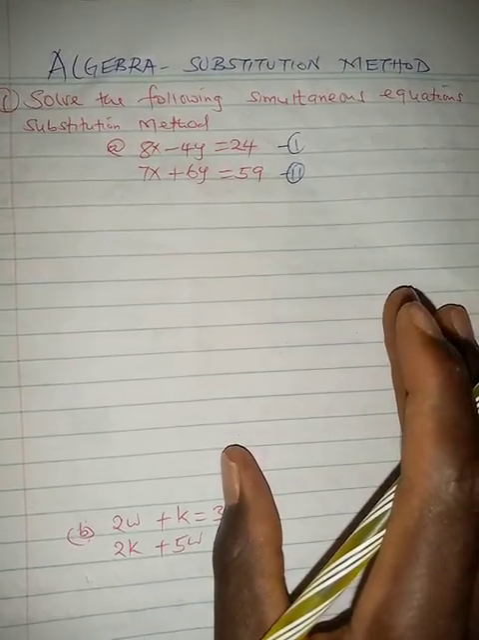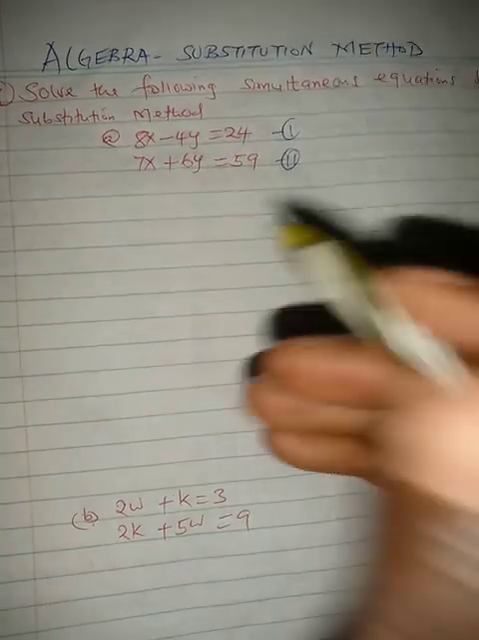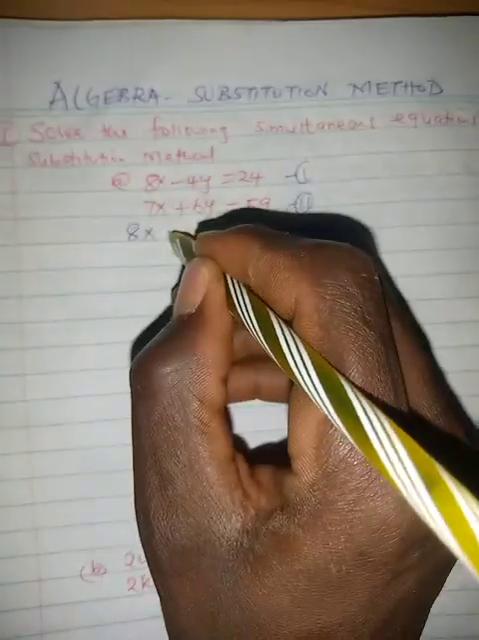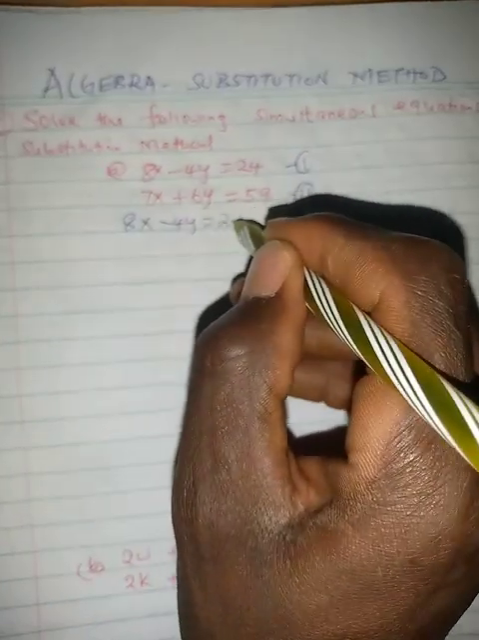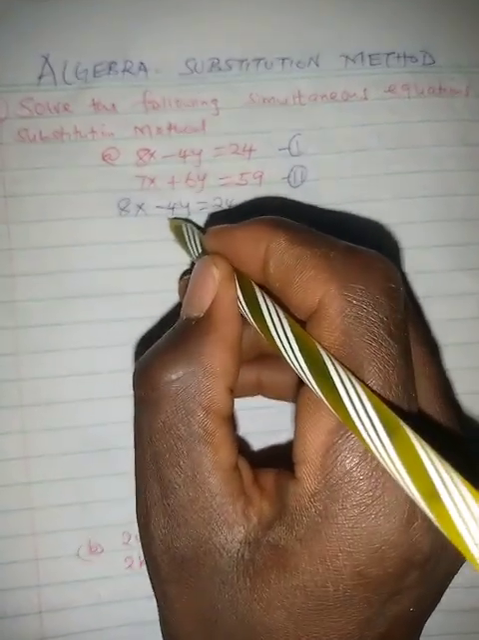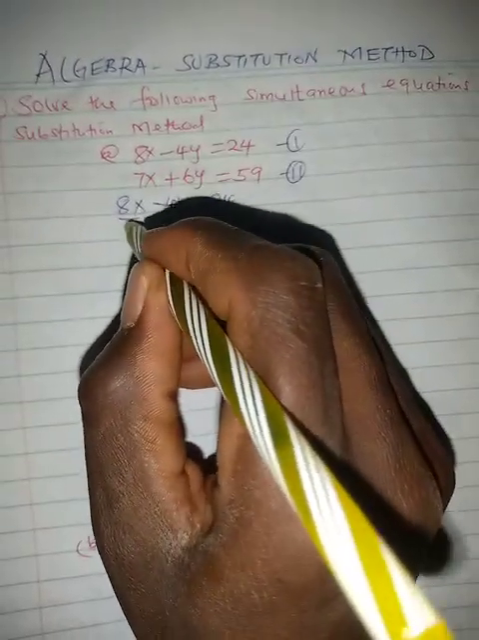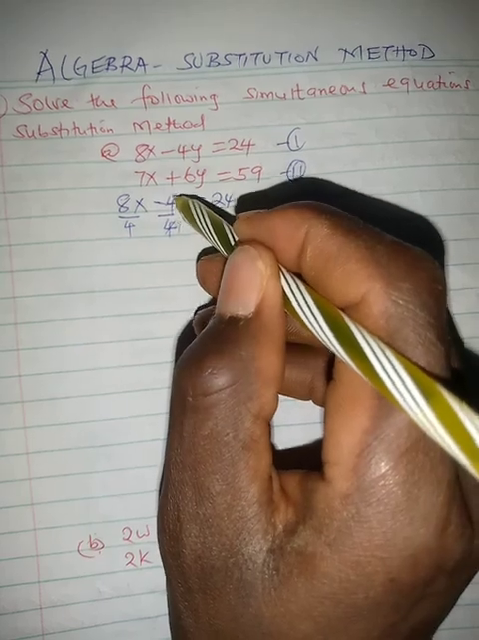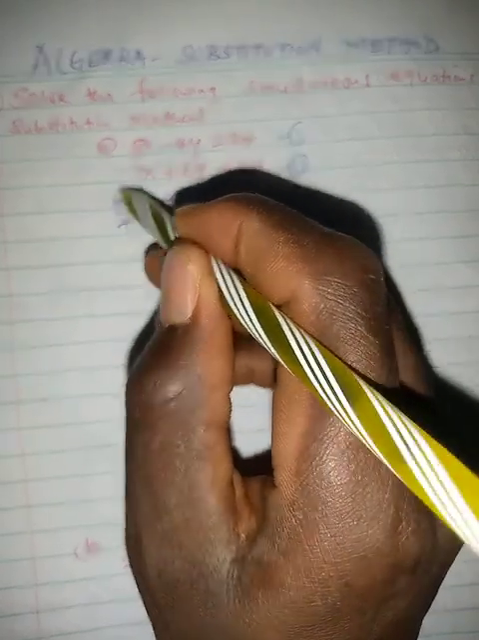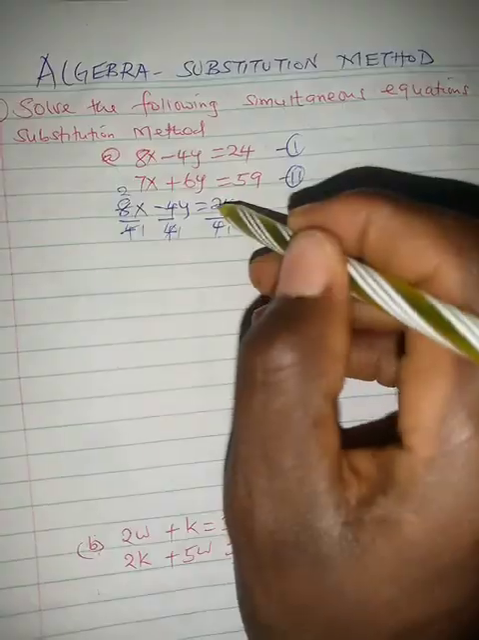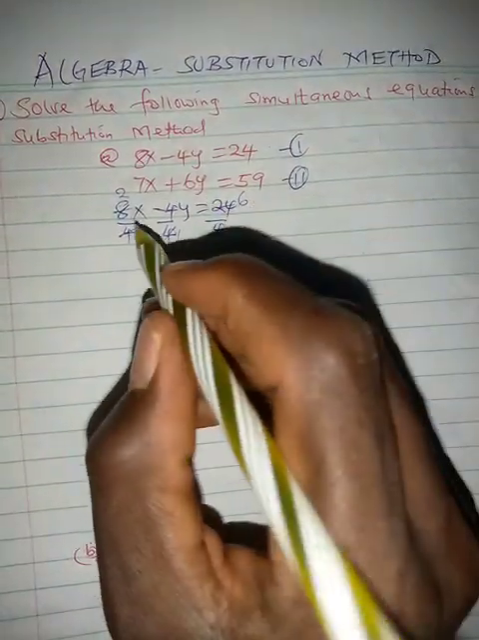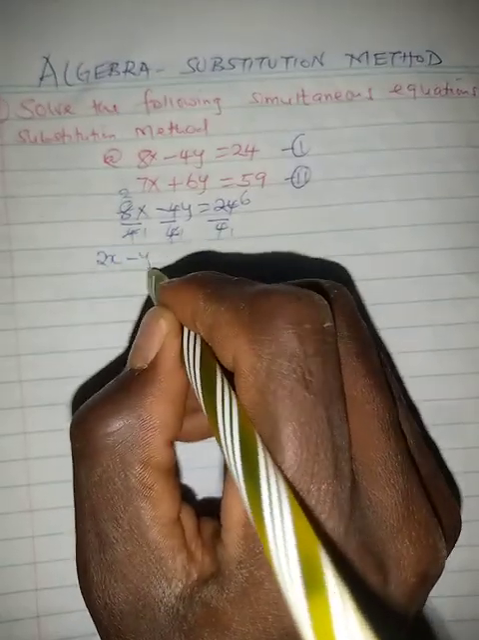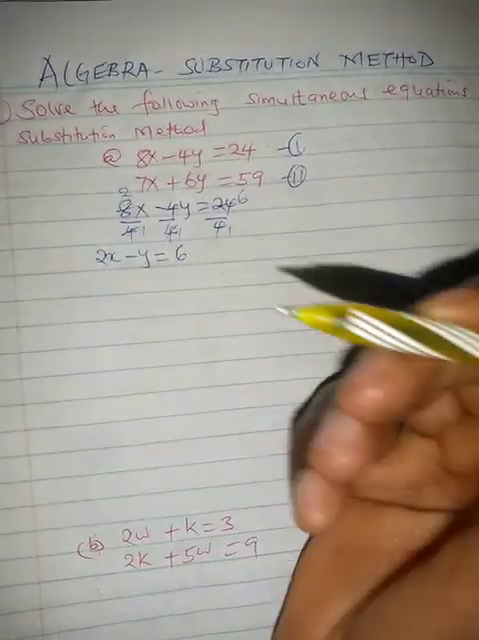So we are going to choose the equation that is easy to simplify further. And that equation says 8x minus 4y is equals to 24. So here we simplify further. We divide by 4 and by 4. This will give us a negative y, this will give us 2x, this will give us 6. So here it means it is 2x minus y is equals to 6.